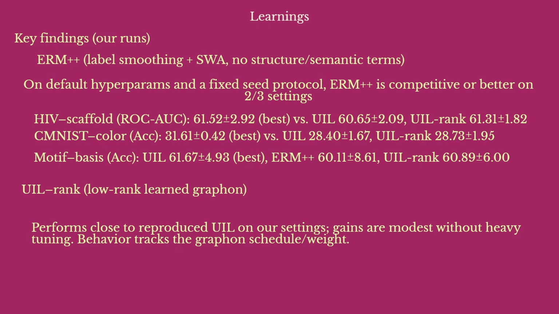What we could see basically is that UIL-rank is almost equal to UIL itself. That means the low-rank learned graphon performs close to the reproduced UIL, and the gains are modest without heavy tuning and tracking of the graphon schedule or weight.